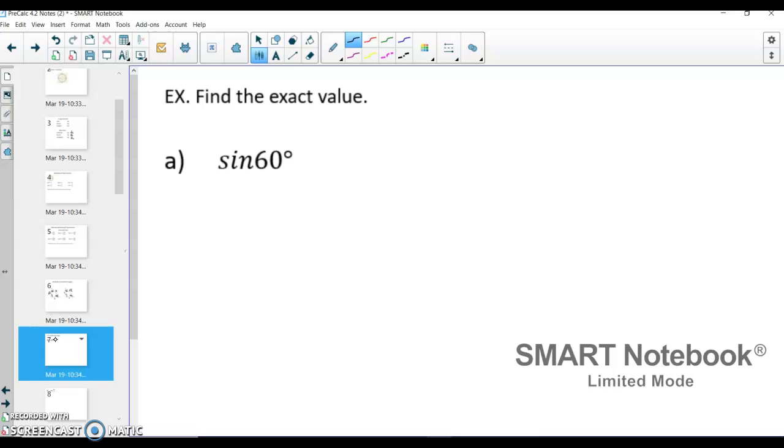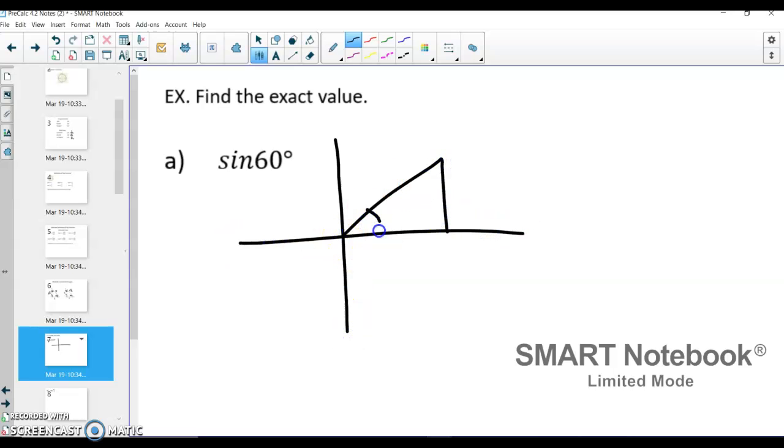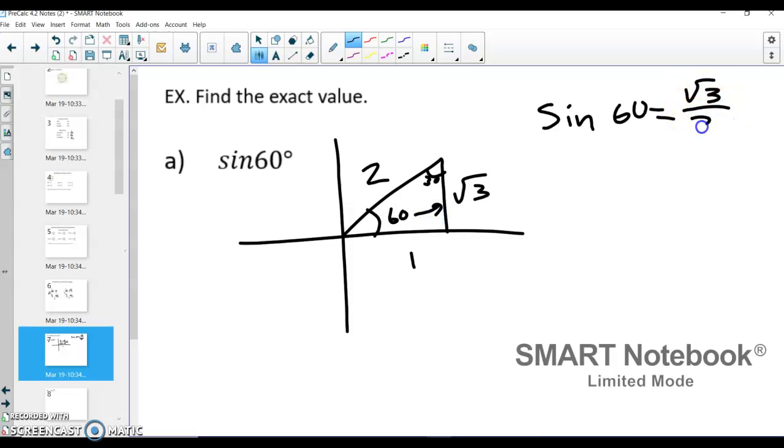So like the sine of 60. Well, we can draw that out now. We can put it in a coordinate plane, put our triangle and say, okay, that's 60. We have the square root of 3. That means this would be 30. This is 1. And the hypotenuse would have to be 2. Well, sine tells me opposite over hypotenuse. And so the sine of 60 must be the opposite, which is the square root of 3, over the hypotenuse, which is 2. And that would be my answer.